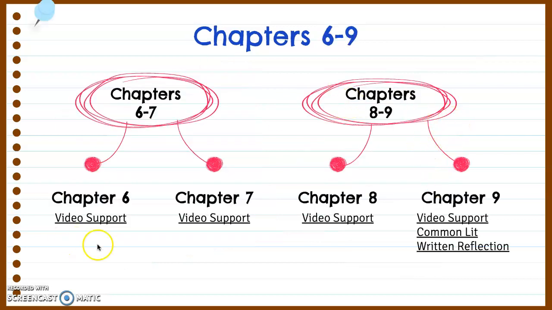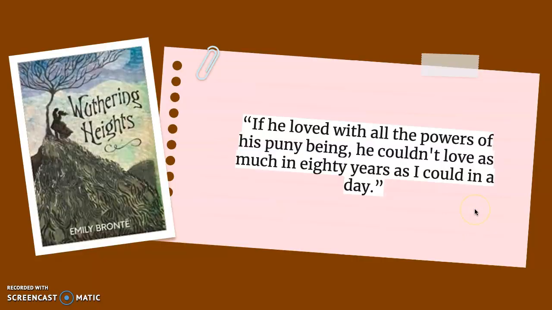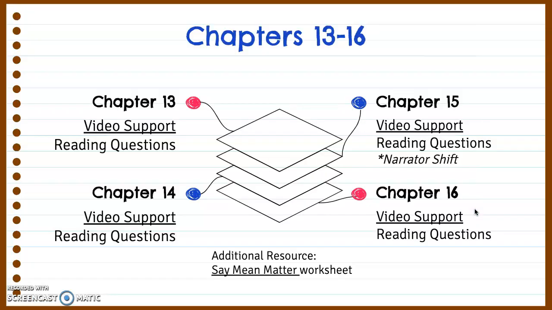For chapters 6 through 9, again, here's that video support, and they have those same reading questions. And then there's a written reflection for chapter 9 and a CommonLit. The chapter questions begin again at chapter 10, and I didn't link the questions. I just put in a reminder that they have those questions. Here's another quotation. Again, here are your reading questions and your video support, your narrator shift, and then I did include another copy of the Say Mean Matter in case you wanted to assign that at this point.